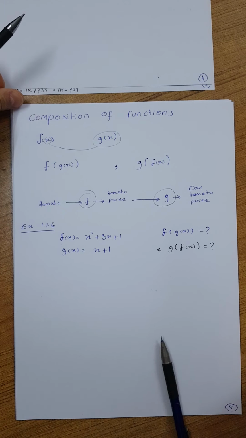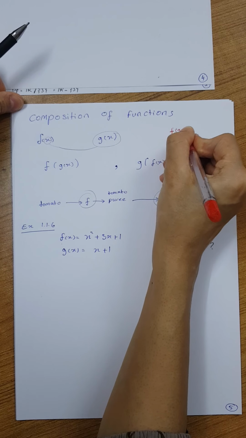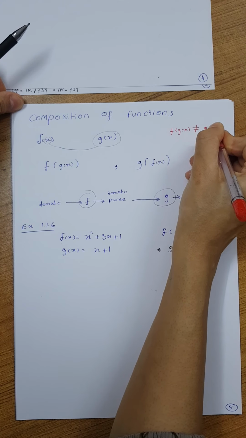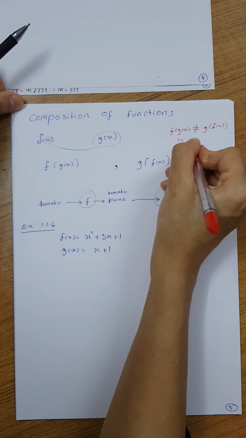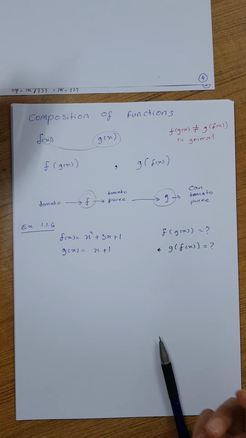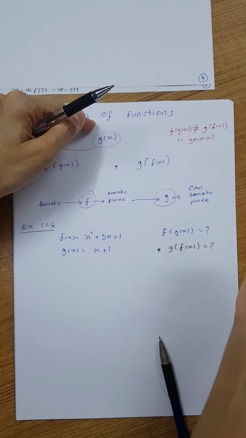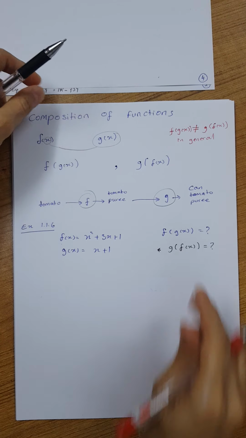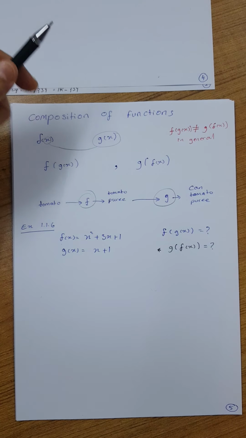Let me write it for you here. That's an important note. In general, f of g of x is not equal to g of f of x. There may be some points that make those two functions equal to each other, but in general we cannot say that those two are equal. Of course, later on we will study when those two functions are equal to each other.